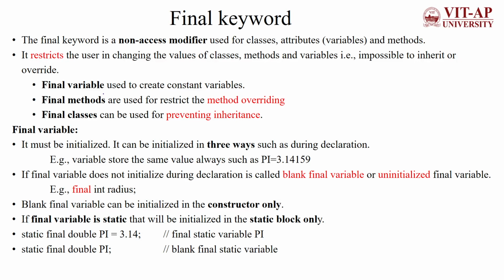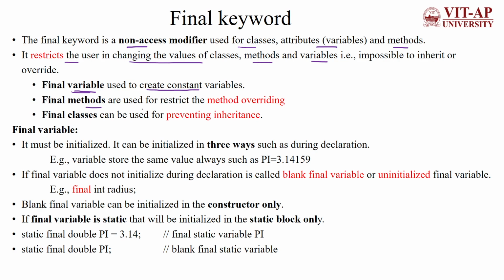Here we will discuss the final keyword, which is a non-access modifier used for declaring classes, variables and methods. When you are using the final keyword, it restricts the user from changing the values of classes, methods and variables. That means when you use a variable with the final keyword, we can create only constant variables. We cannot change the values of these variables throughout the program.